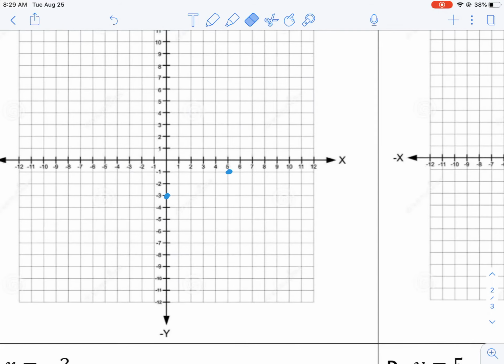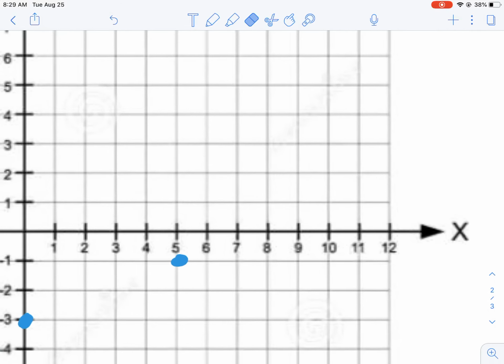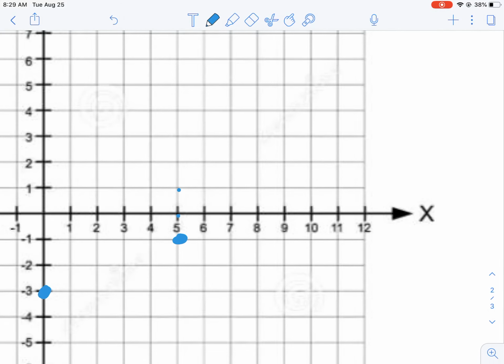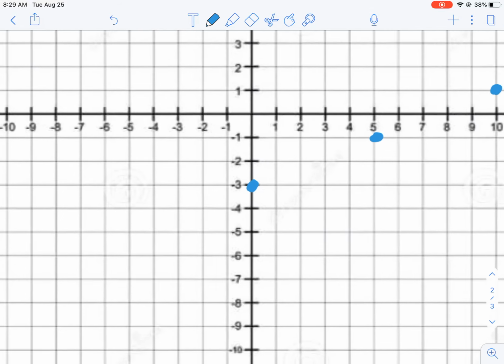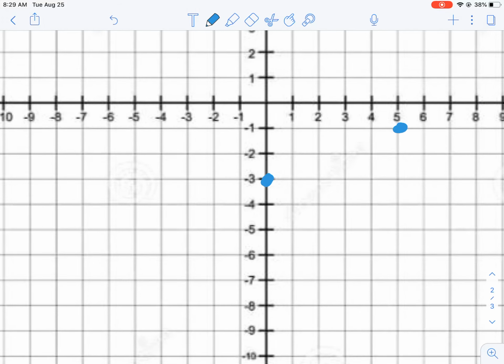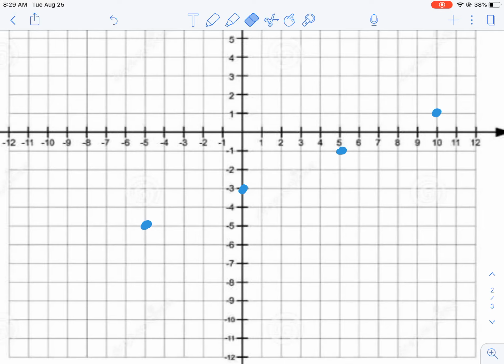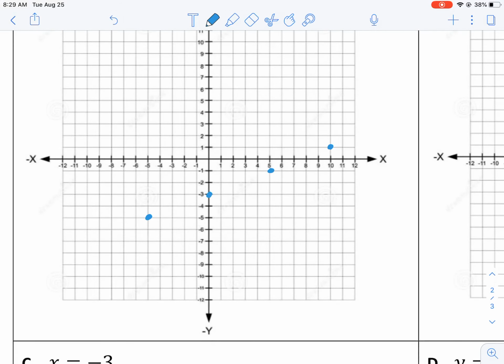And once you've done that, you can count off more points if you want. It doesn't matter, but 2, 1, 2, 3, 4, 5. You can count off as many points as you want to get a good line. If you want, you can count backwards, which means we go down 2 over 1, 2, 3, 4, 5. But once you've gotten a good amount of points, however many you want, you're going to connect it and draw a line.